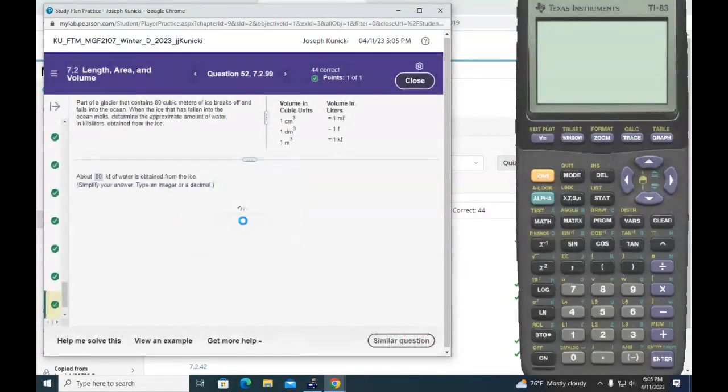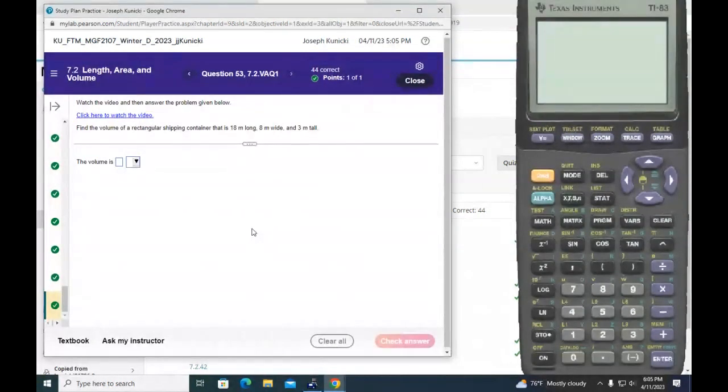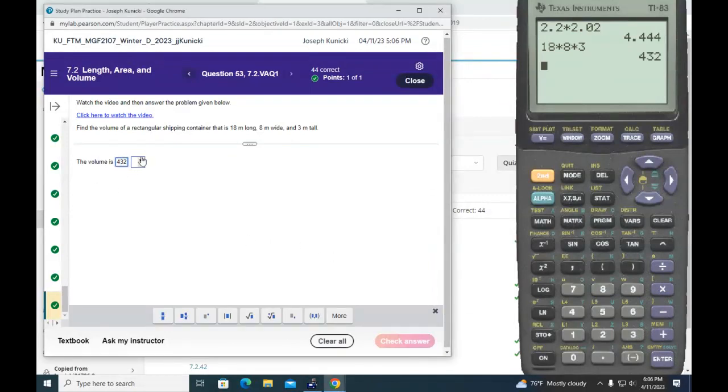It's from the book too, just so you know. For some reason, I have this one on here too. Okay, so we don't want to watch the video. Find the volume of a rectangular shipping container. So they're all meters, right? So I'll have to worry about the dimension. It'll be meters cubed. And so it's 8 times 18 times 3. And that's 432 cubic meters.